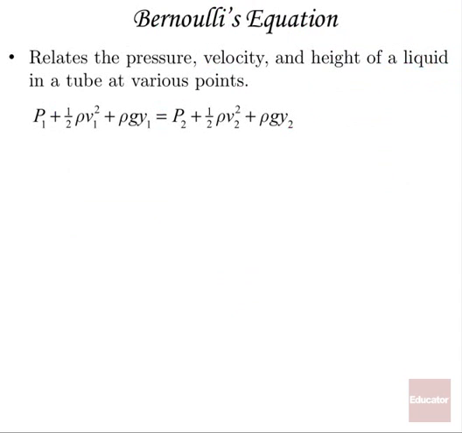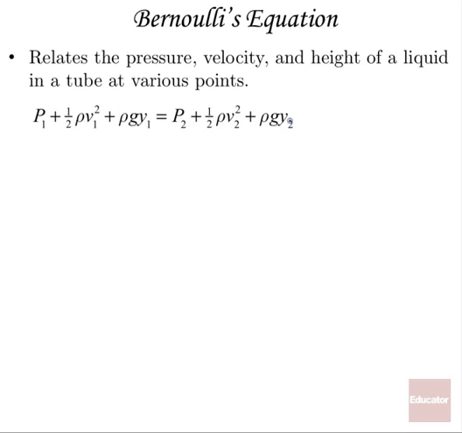All right, Bernoulli's equation quantitatively looks a little bit scarier. It relates the pressure, velocity, and height of a liquid in a tube at various points. Don't let it scare you. It's all a fairly simple equation. It just looks like a lot all at once. P1 plus 1/2 the fluid density times the square of its velocity plus the fluid density times g times its height equals P2 plus 1/2 rho V2 squared plus rho g y2.